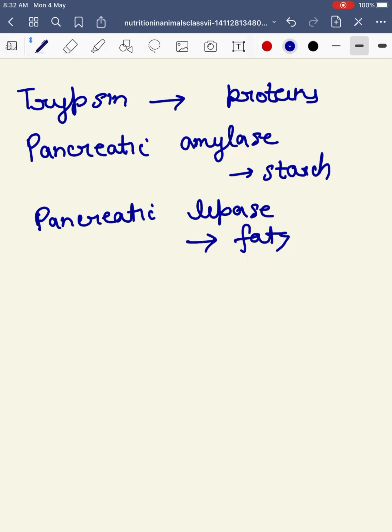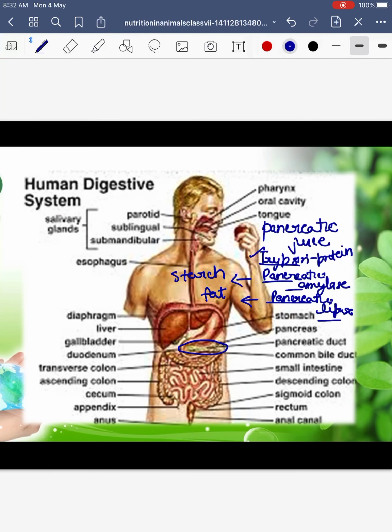So in this way the digestion is done here with the help of various enzymes, and we can see the duct of this pancreas, that is the pancreatic duct. This also comes and joins here only in the duodenum, the place from where our small intestine starts.